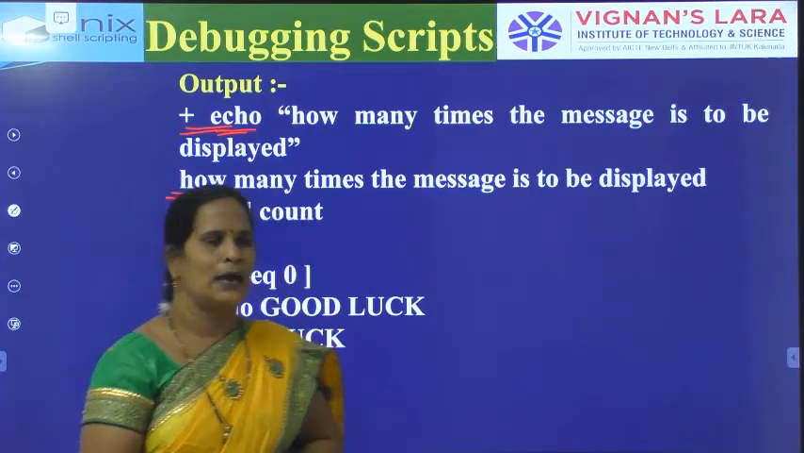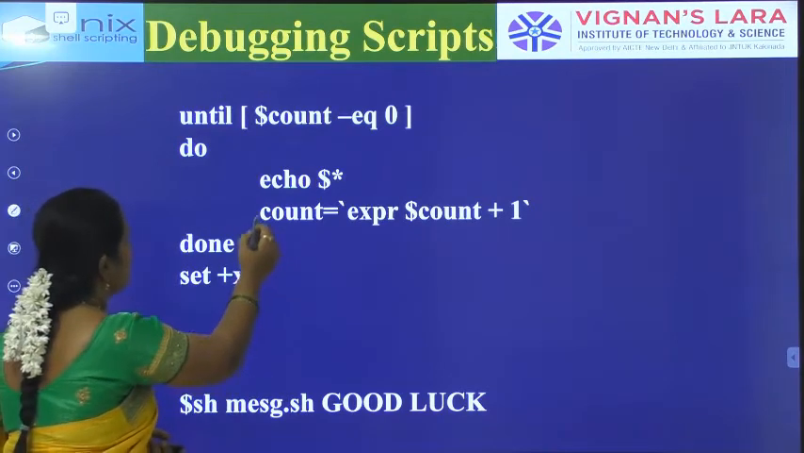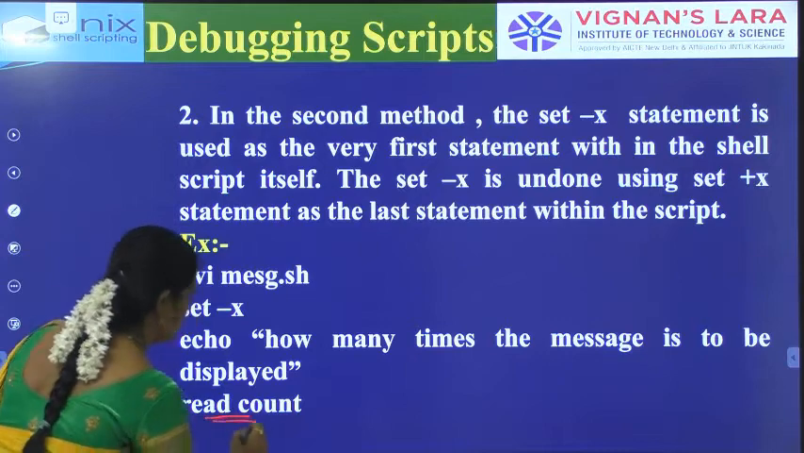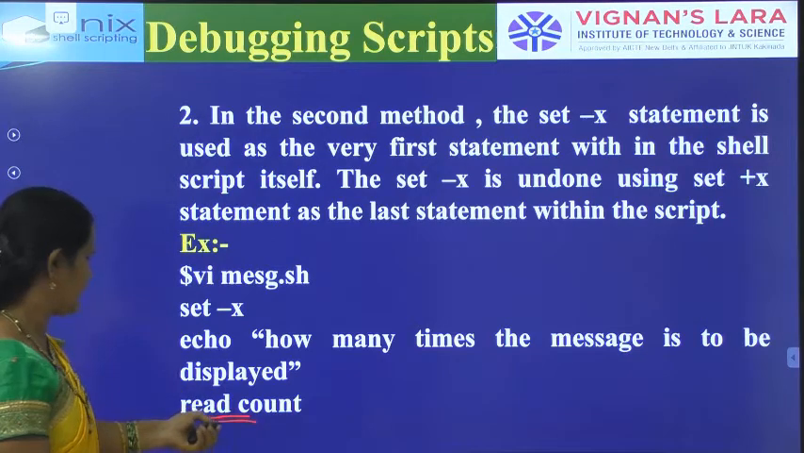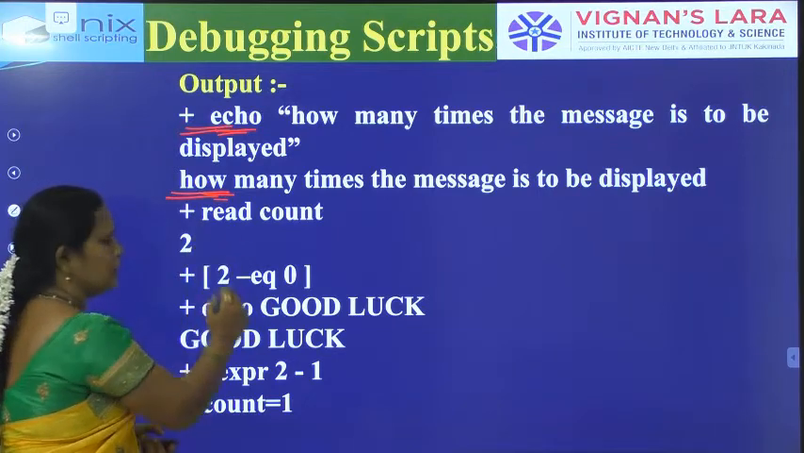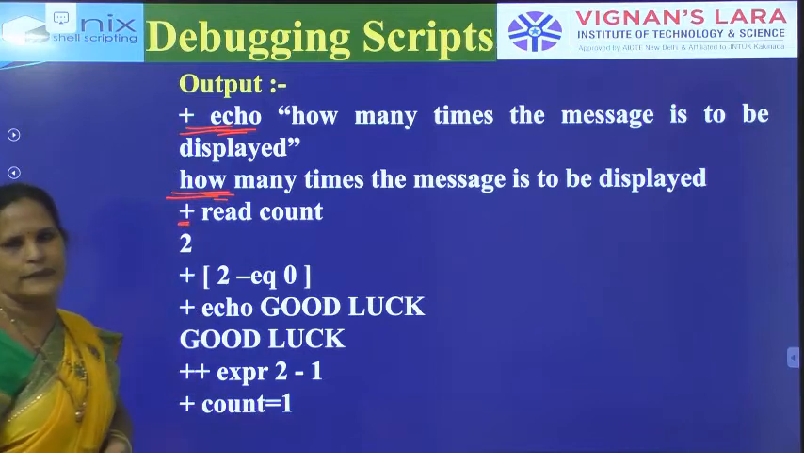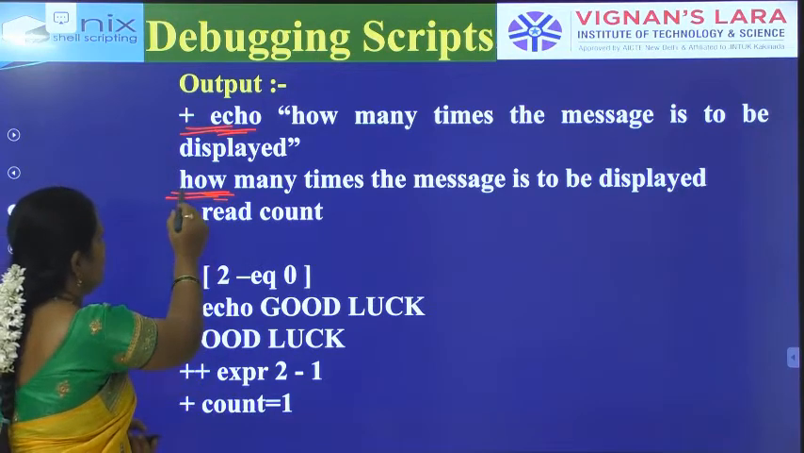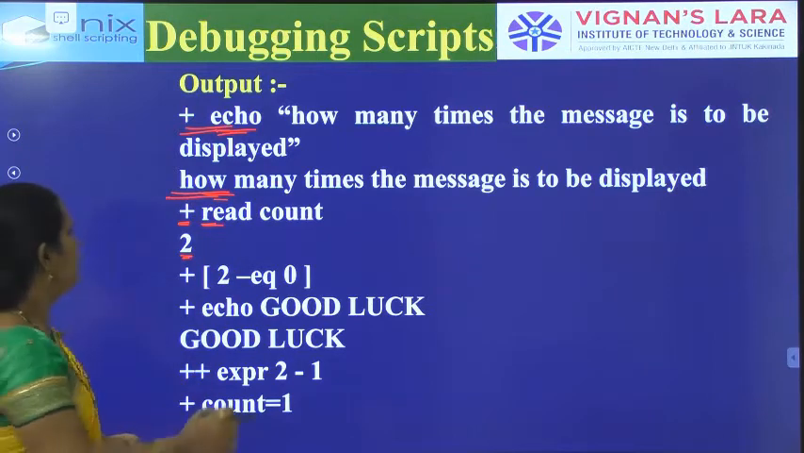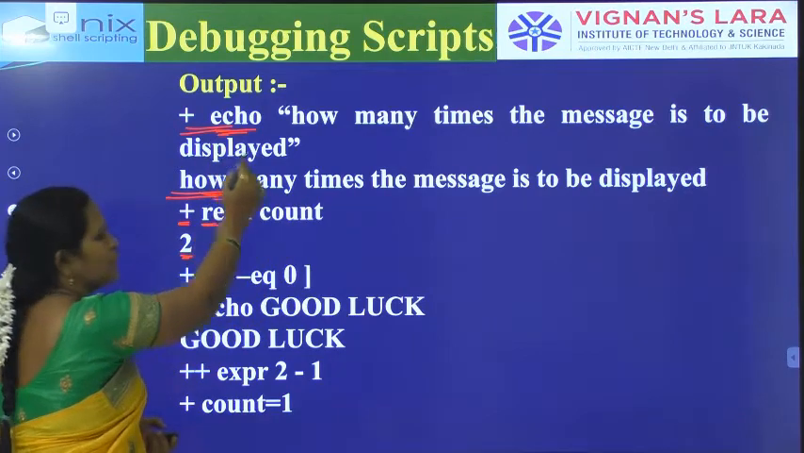What is the next line in our program? The next line is read space count. Read space count is the second line, so now this statement is going to be executed. That's why it is displayed using the plus symbol. Okay, plus, this is the output. So these are the statements and these are the outputs. Here, how many times the message is to be displayed is the output for the echo statement.